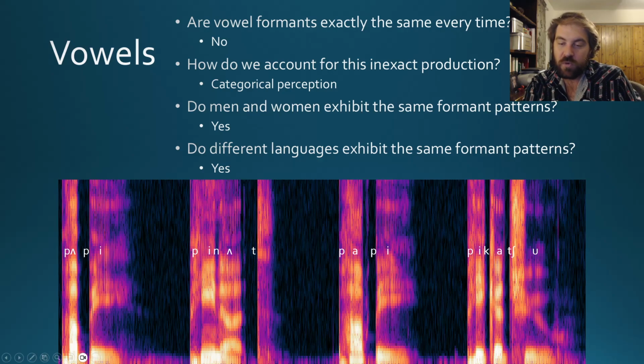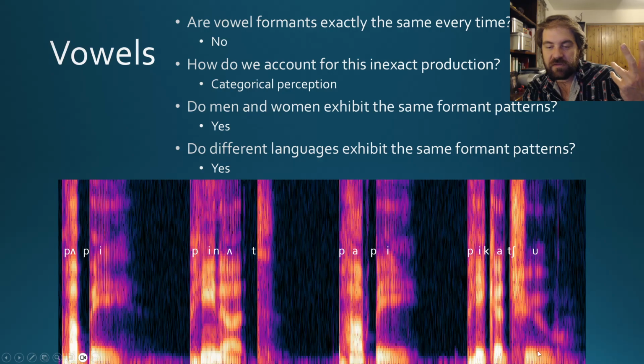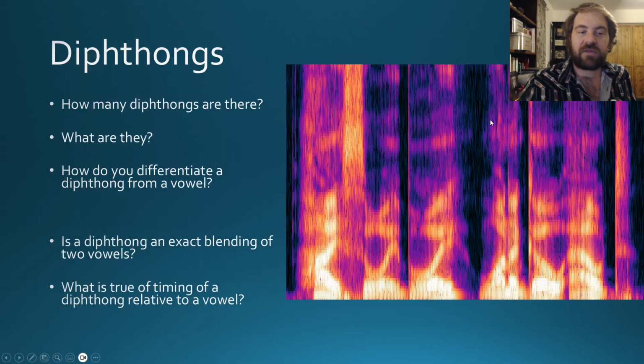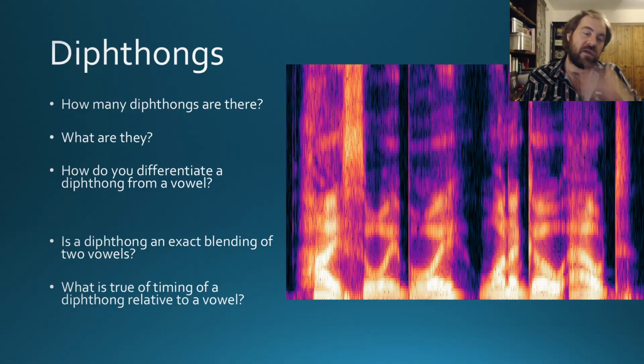And then oo, Pikachu. Of course, we have low F1, and then you can see F2 right here just dipping down to meet the F1. So Pikachu. You can see this transition here into the oo. Okay, that's vowels. Let's talk about diphthongs.